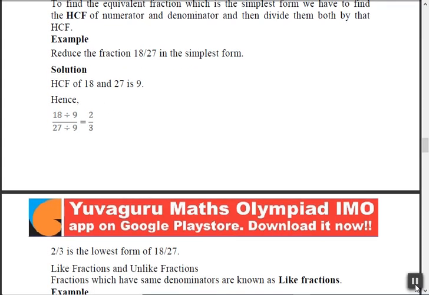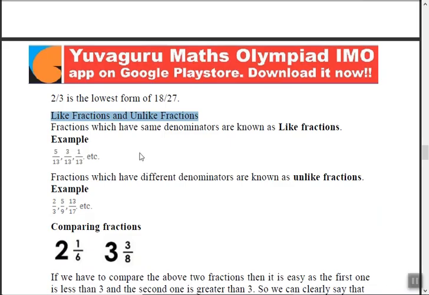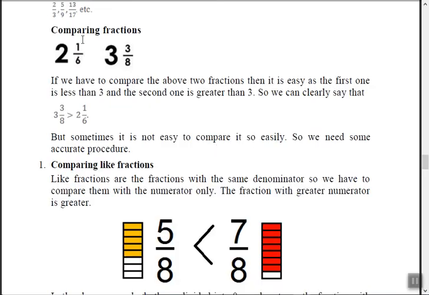In problems you will get everything in this app. Like fractions and unlike fractions are quite easy. Like fractions are those which have the same denominators. Unlike fractions are those which have different denominators, not the same one. For example, 5 by 13, 3 by 13, 1 by 13: denominators are the same, so like. 2 by 3, 5 by 9: denominators are different, so unlike.